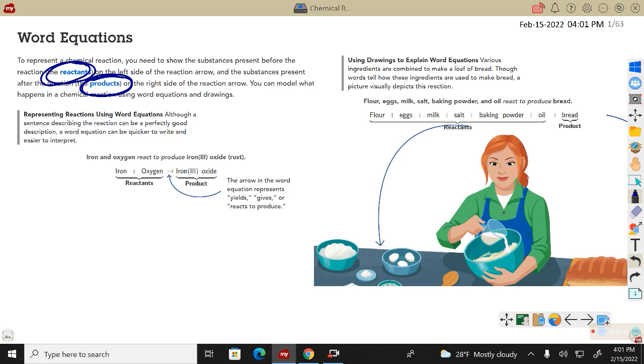Now, it doesn't matter how many reactants and how many products. Here's just kind of a generic reaction for the formation of bread. If bread is our product, we need flour, eggs, milk, salt, baking powder, oil, and all of it reacts together to produce bread. We may have reactions that are pretty complicated, and there's lots of reactants that all join up to make one big product. Sometimes we have one big reactant that might decompose or break down to give us multiple products. It doesn't matter how many reactants or how many products we have.